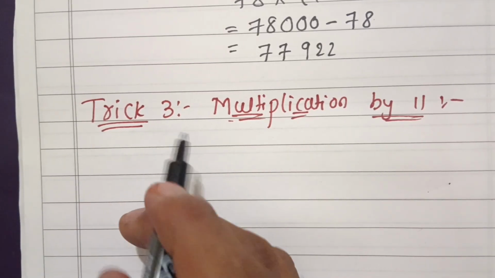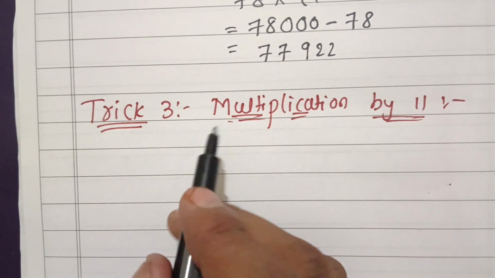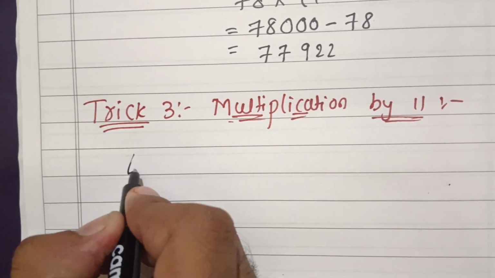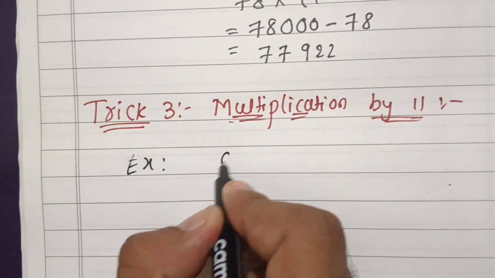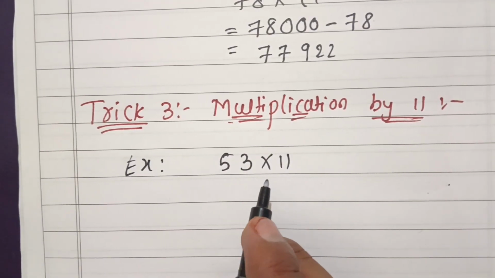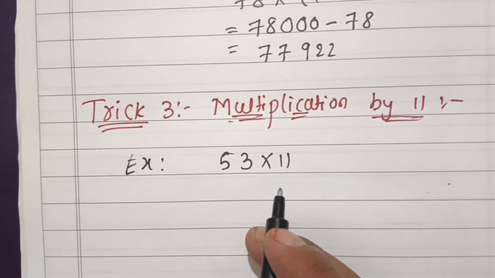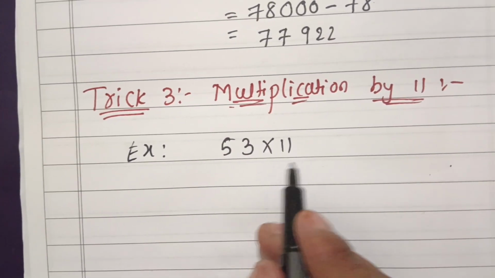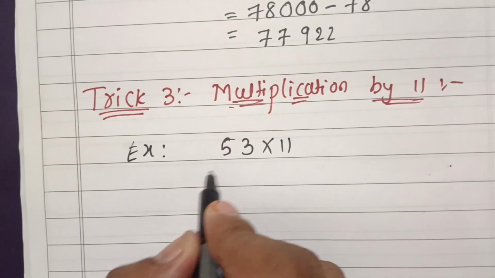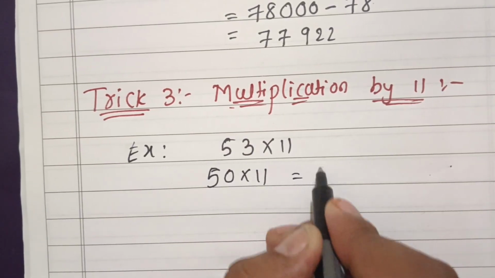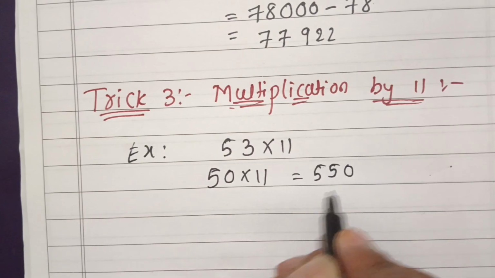Now let us move to the most exciting trick of the day, which is multiplication by 11. Suppose we are multiplying any number with 11. How to do it in a fast way? First let us apply the trick we learned earlier. The normal method you can do, and one more is 50 into 11, which is the place value method, 550.